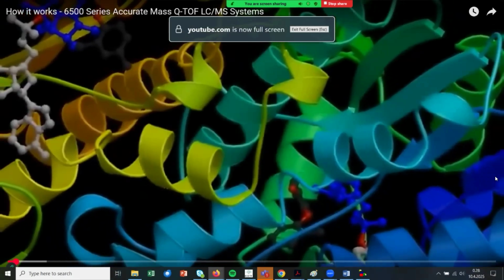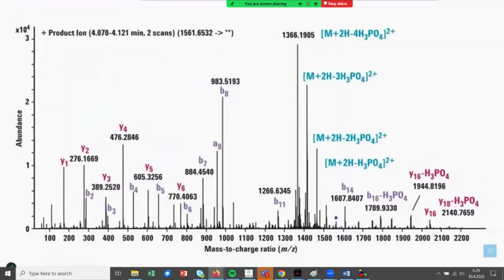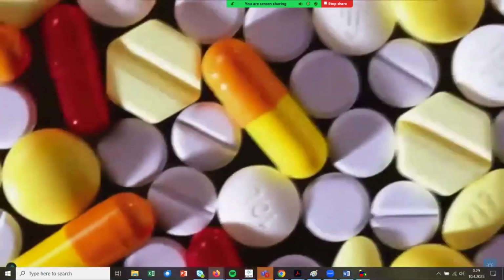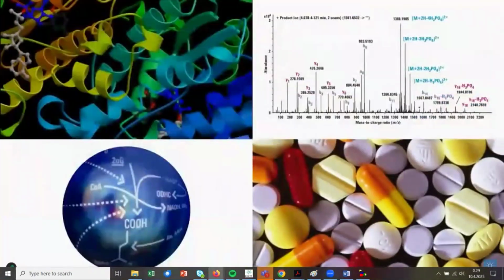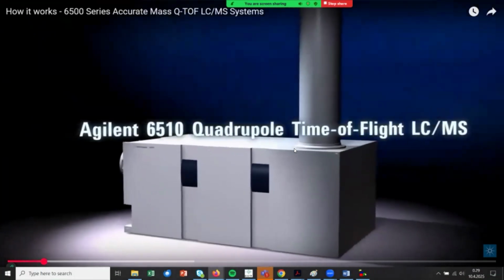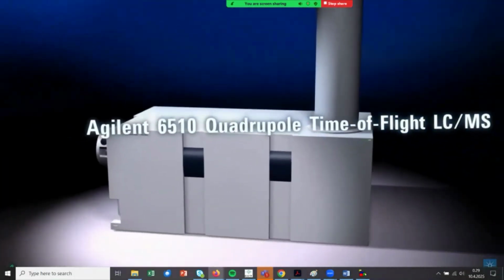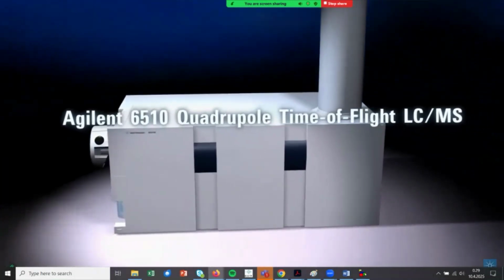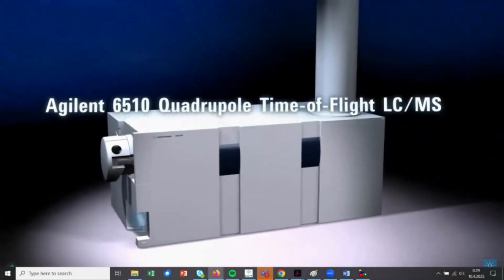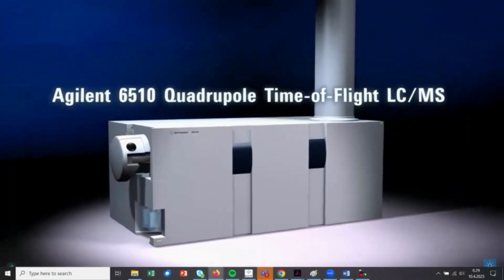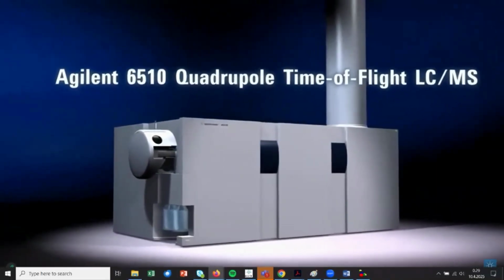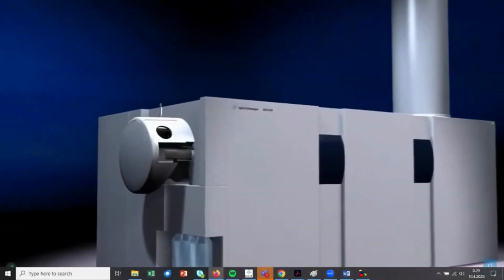Whether you are identifying proteins and characterizing post-translational modifications, searching for metabolite biomarkers, or finding impurities in pharmaceuticals or food, the Agilent 6510 quadrupole time-of-flight LCMS is an outstanding choice. It delivers better than 2 ppm mass accuracy for MS and better than 5 ppm mass accuracy for MSMS. It also delivers wide in-spectrum dynamic range and unsurpassed QTOF sensitivity, all in a reliable and easy-to-use system.